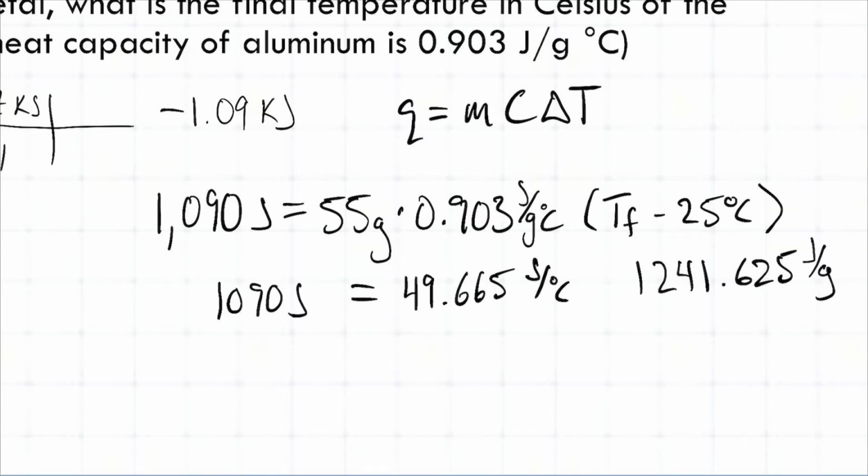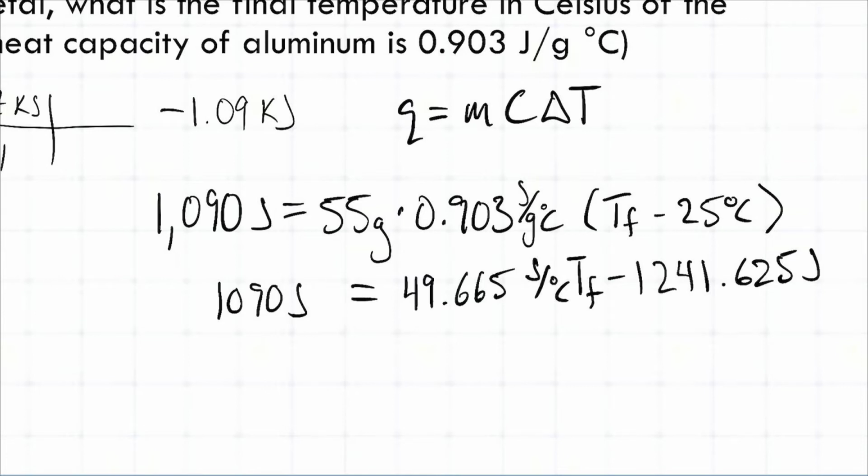I'm sorry, I left off the temperature final is in here. So then we're going to take our 1090 joules and we're going to divide by, oh sorry, we multiplied 55 times 0.903, so that canceled out grams, and then we multiplied by 25 degrees C, so that actually cancels out degrees C. So we've canceled out grams and degrees C, so our units on this number then are just joules.